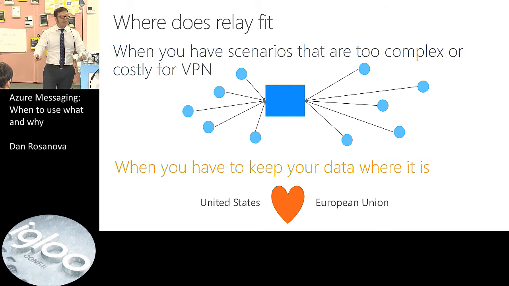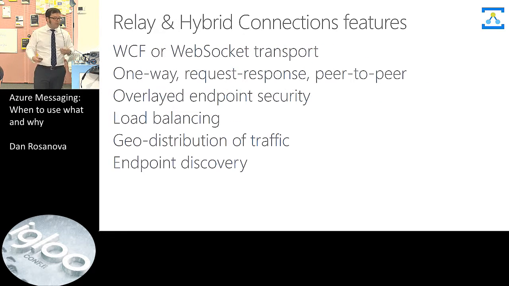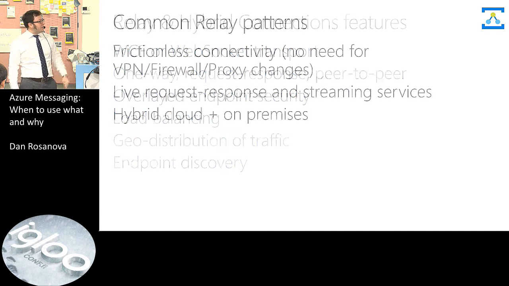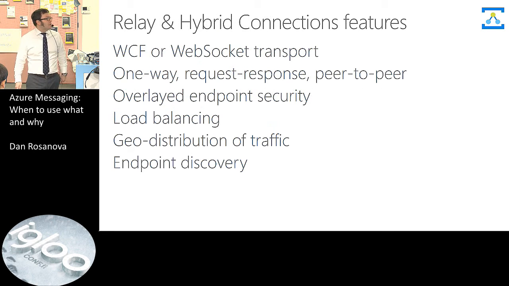So this is a fundamentally different service than everything we've talked about. What is this? What are the patterns for this? It's really about frictionless connectivity. That's what people are doing. And we give you a lot of features to support that. I jumped through that pretty quick, actually. I think I said all those, though. So it's hybrid is what we're going to talk about. Like, how is this hybrid cloud? We're giving you features to support this, WCF or WebSocket transports. We're letting you choose your communication style, whether that's one-way, request response, or peer-to-peer. We're overlaying an additional security layer on top of this, giving you geo-distribution, endpoint discovery, all these fun things in the box.